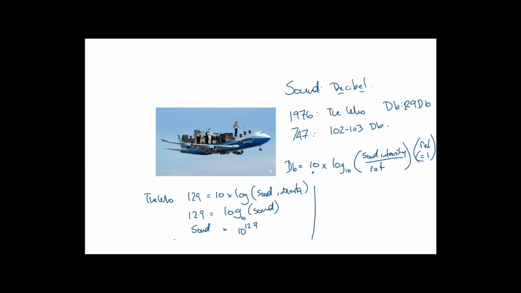Huge number. And the jumbo jet is also going to be a pretty big number as well. But let's work it out. So that's going to be the 747. It's going to be, let's say 103 divided by 10 is 10.3. So the sound intensity of the 747 is going to be equal to 10 to the power of 10.3, a lot, but nowhere near as loud as The Who.